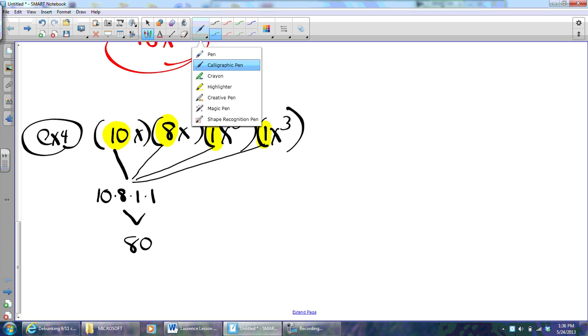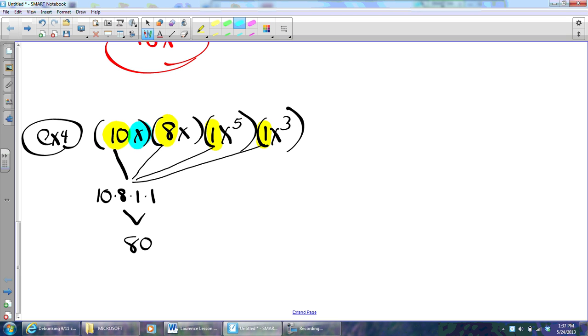Now I have to multiply my like bases together. So I have an x, another x. Remember, x times x is x squared, an x to the 5th, and an x cubed. Wow. How many x's do I have multiplied? Well, there's 1 here. There's 1 here. Up to 2 plus 5 is 7 plus 3 is 10. Oops, sorry. x to the 10th power. 80 times x to the 10th power.